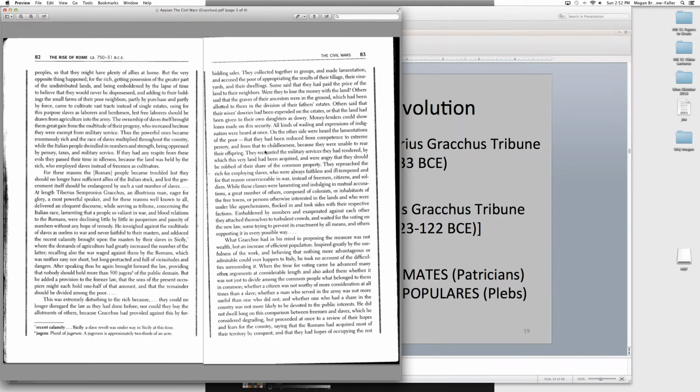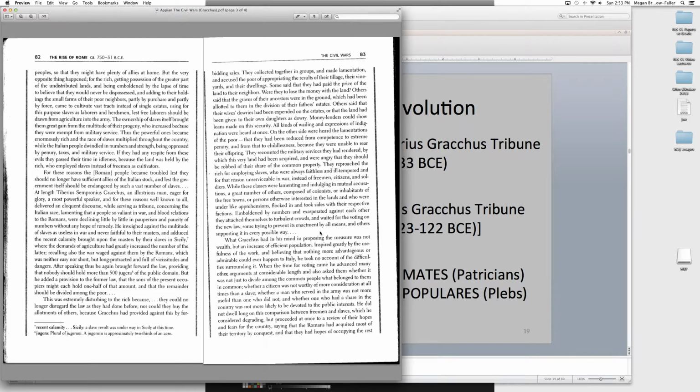They recounted the military services they had rendered, by which this very land had been acquired, and were angry that they should be robbed of their share of the common property. They reproached the rich for employing slaves, who were always faithless and ill-tempered, and for that reason unserviceable in war, instead of freedmen, citizens, and soldiers.